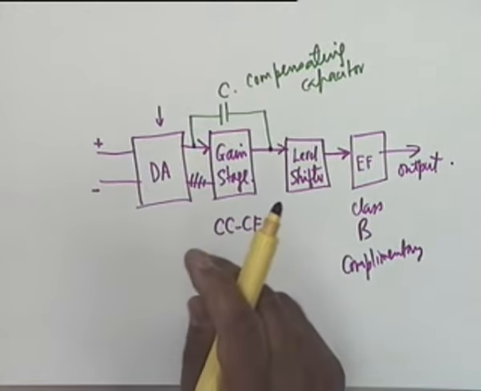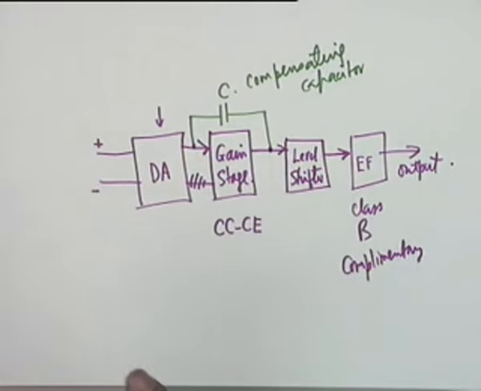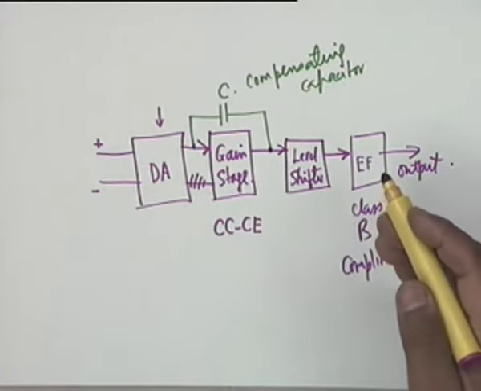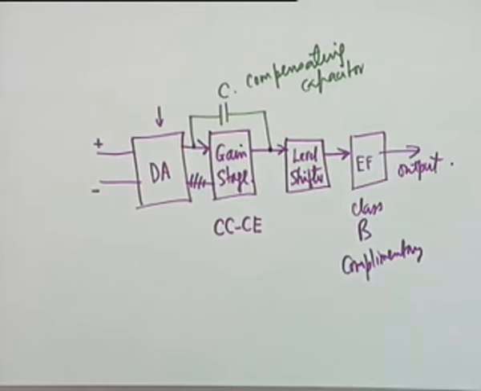The first block is a transconductance amplifier. The second block is a voltage gain stage, usually a CCCA combination, and then of necessity you have to have a level shifter. Finally, an emitter follower which has to deliver the power to the load. Even if power is not important, emitter follower is necessary to reduce the output impedance to a negligible level.